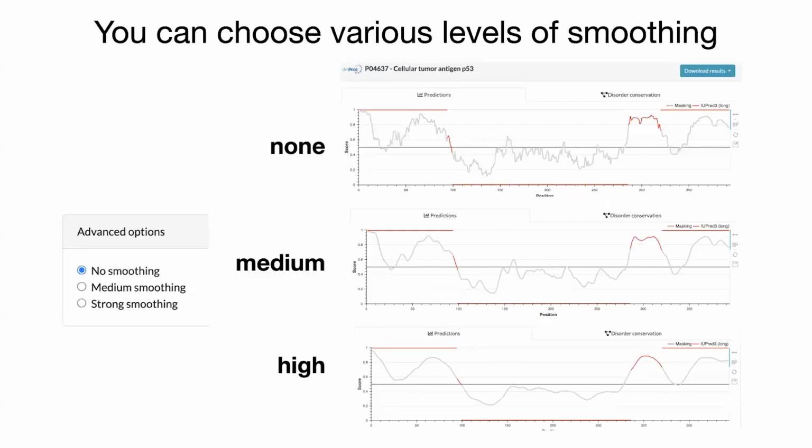So what we're looking at there was medium level. But you can also see if you have no smoothing, it's going to be really, really jaggedy. If you have high smoothing, then you're going to have a much smoother line, but you might miss some of the local features if you're averaging things out too much. But I'm going to use the medium smoothing, which is the default, in the next few slides to point out a few different things.